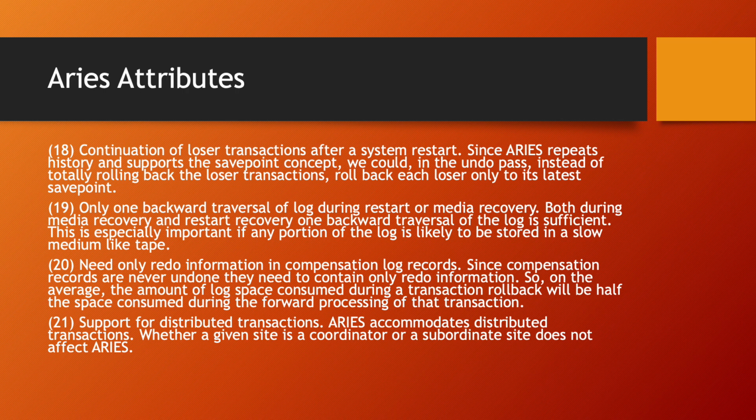Continuation of loser transactions after a system restart. Since ARIES repeats history and supports the save point checkpoint, we could, in the undo pass, instead of totally rolling back the loser transaction, roll back each loser only to its latest save point. Only one backward traversal of log during restart or media recovery. Both during media recovery and restart recovery, one backward traversal of the log is sufficient. This is especially important if any portion of the log is likely to be stored in a slow medium like tape. Need only undo information in the compensation log records.